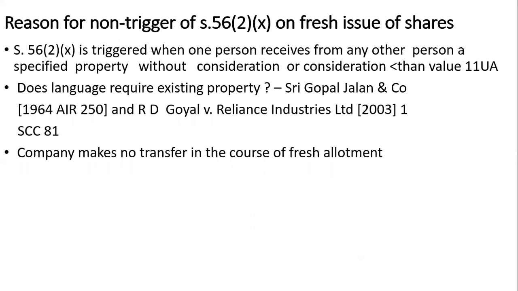You can go to Sri Gopal Jalan & Company, 1964 AIR 250, and RD Goel versus Reliance 2003, 1 SCC 81. When a rights issue happens, Mr. B does not let go of anything. Though on paper you may seem to think so, it is exactly not so. Company A makes no transfer in the course of fresh allotment. Neither does company A let go of anything, nor does Mr. B let go of anything.